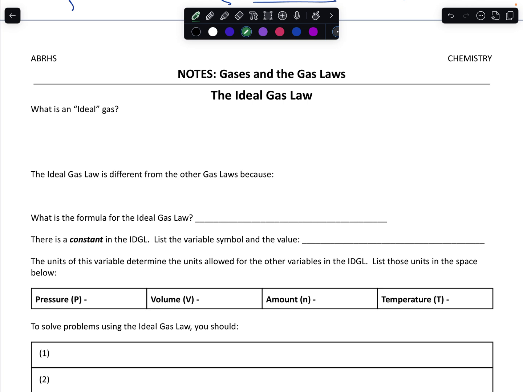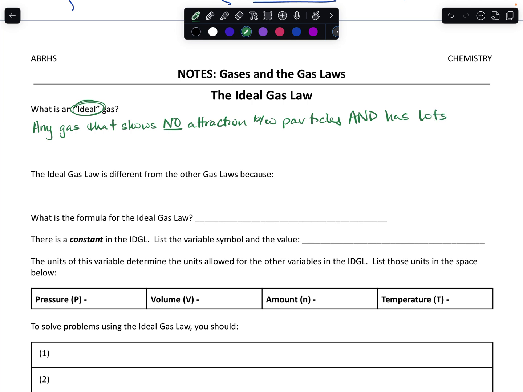All right, so let's start with this idea of an ideal gas. An ideal gas is defined as any gas that shows no attraction between its particles and has lots of empty space between those particles. So basically it's got to follow those two tenets of the kinetic molecular theory.